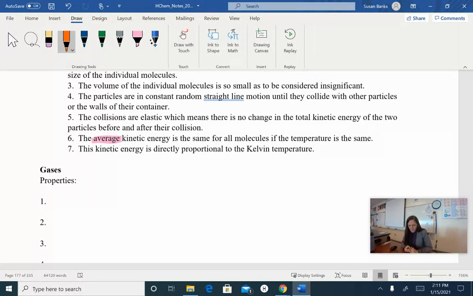All right. And then kinetic energy is directly proportional to the temperature in Kelvin. Now, we have not introduced the Kelvin scale. The Kelvin scale is based on absolute zero.